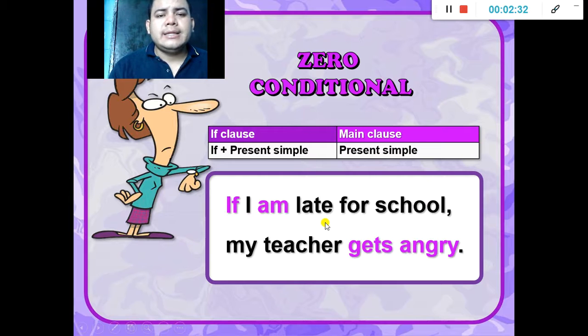And another characteristic of the zero conditional is that you can have one condition and, as I said, many main clauses or many results. You can say, if I am late for school, my teacher gets angry, or if I am late for school, I miss the bus. If I am late for school, the school gets closed. If I am late for school, my father hits me, etc. Right? You can make many sentences with the condition or with the if clause.